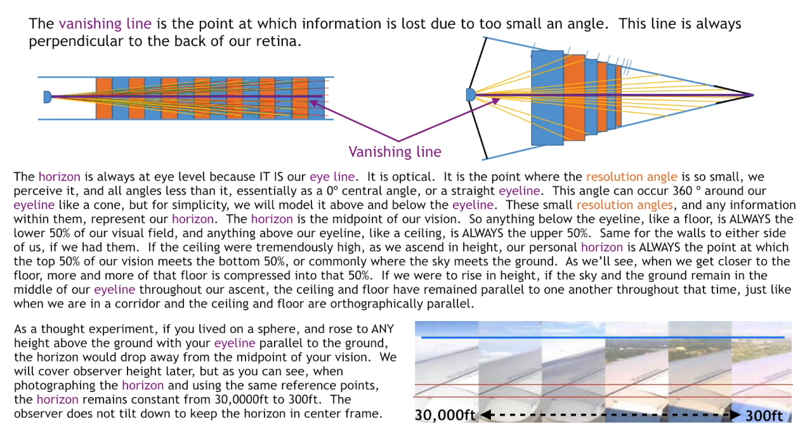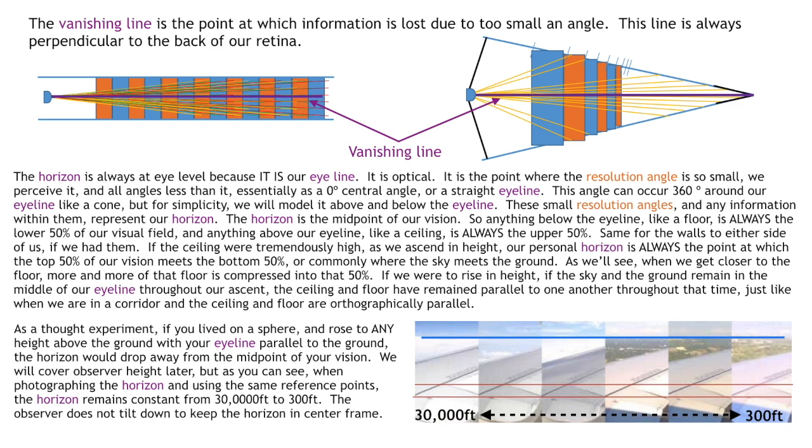So if the ceiling were tremendously high, as we ascend in height, our personal horizon is always the point at which the top 50% of our vision meets the bottom 50%, or commonly where the sky meets the ground. As we'll see when we get closer to the floor, more and more of that floor is compressed into that lower 50%. So if we were to rise in height, if the sky and the ground remain in the middle of our eye line throughout our ascent, the ceiling and floor have remained essentially parallel to one another throughout that time. Just like when we are in a corridor and the ceiling and floor are orthographically parallel.